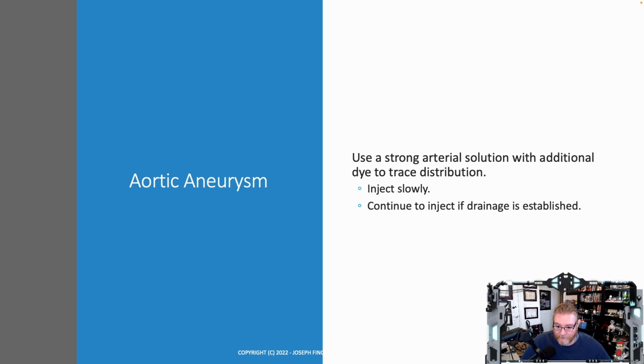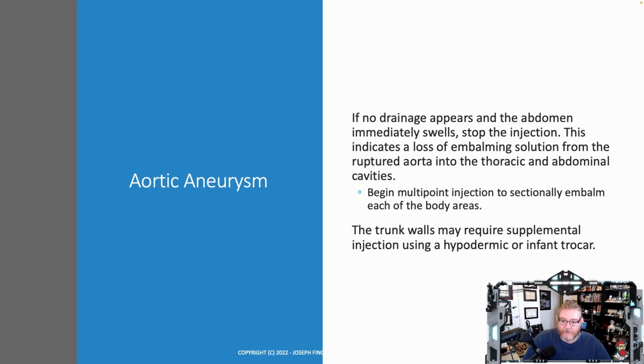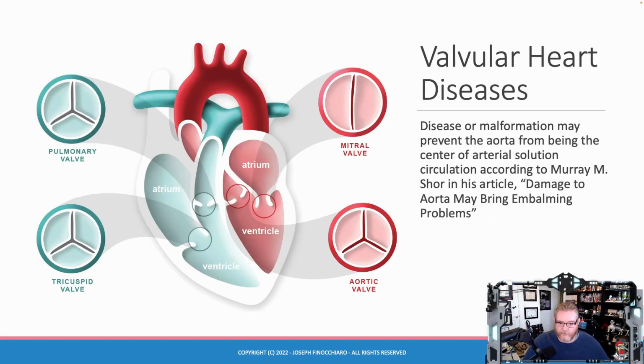Inject slowly and continue to inject if drainage is established. If no drainage appears and the abdomen immediately swells, stop the injection. This indicates a loss of embalming solution from the ruptured aorta into the thoracic and abdominal cavities. Begin multi-point injection to sectionally embalm each of the body areas. The trunk walls may require supplemental injection using a hypodermic or infant trocar.